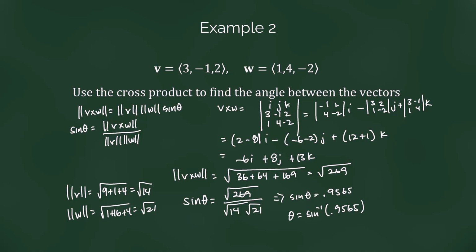So in radians, we get that theta is 1.27 radians, which is a very hard number to fathom. Or if we do that in degrees, we'll get that theta is approximately 73.05 degrees.